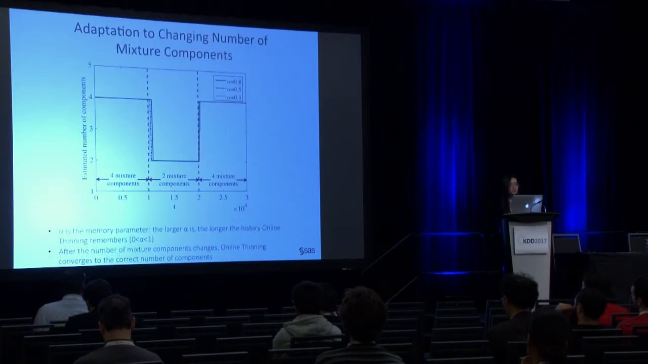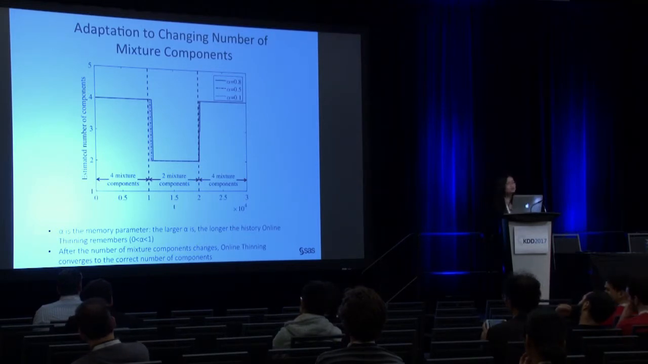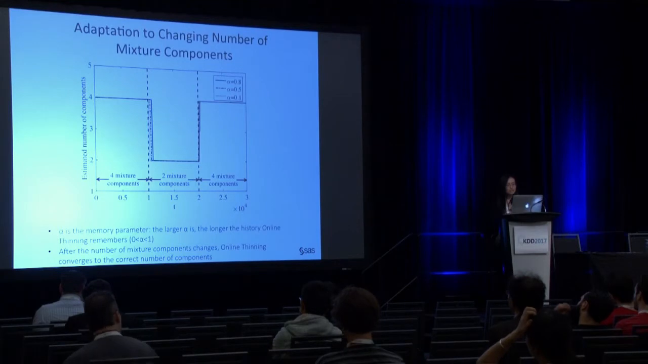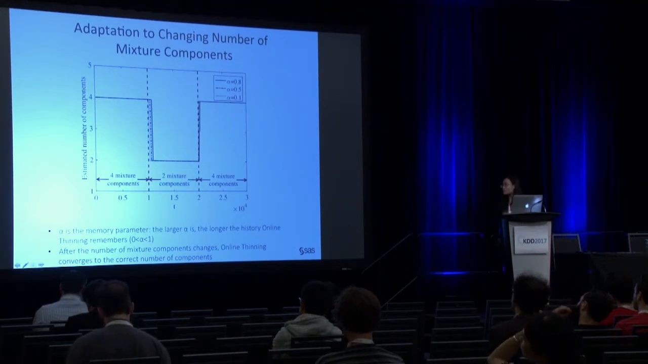The second point: most of the algorithms I've shown before cannot determine how many mixture components there are. Ours can determine how many mixture components there are and compute them automatically. So here, the ground truth is we have 4 mixture components in the first section, 2 mixture components in the second section, and 4 in the third.